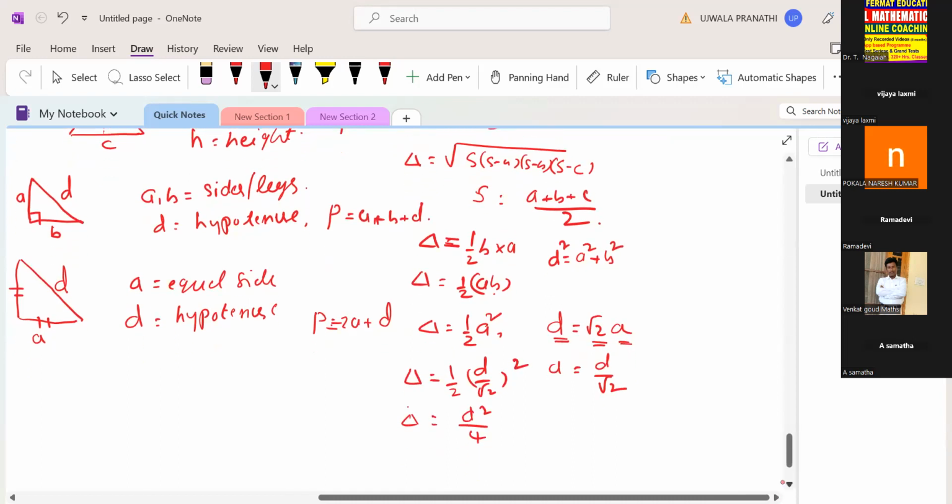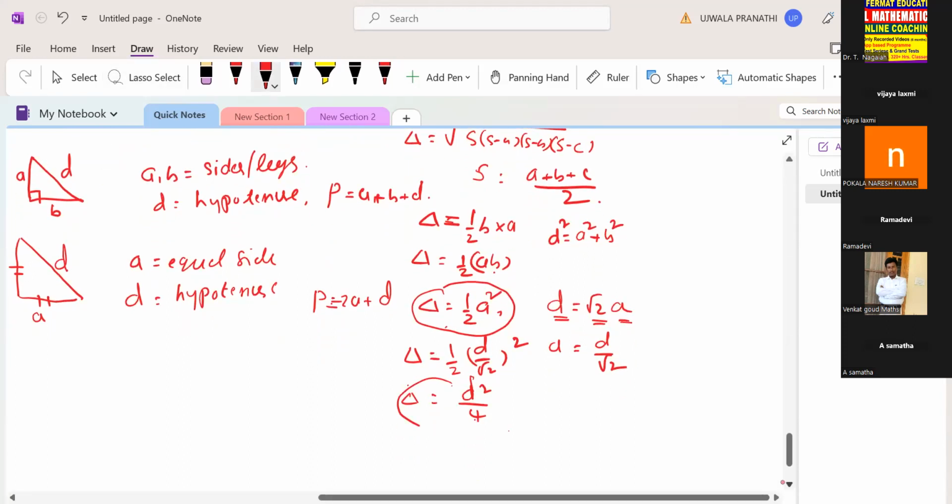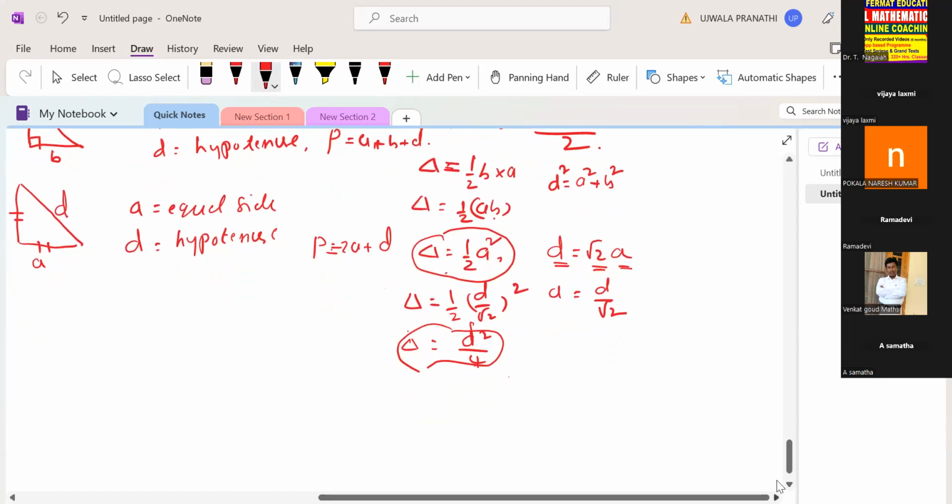Now, if the diagonal hypotenuse is given, D square by 4. If side is given, delta is equal to half A square. If diagonal is given, D square by 4. So this is for the right isosceles triangle. And next one.